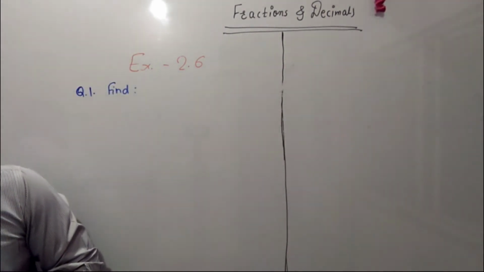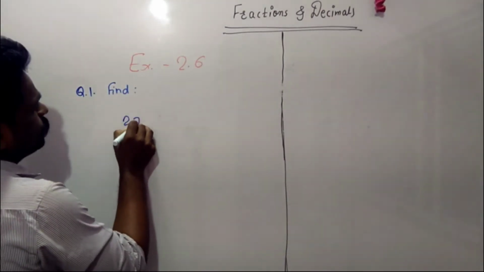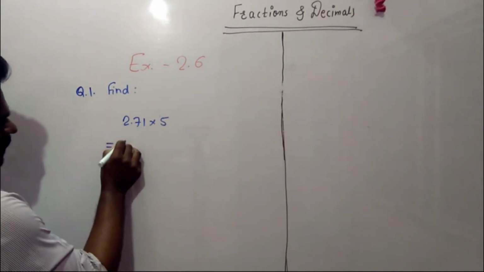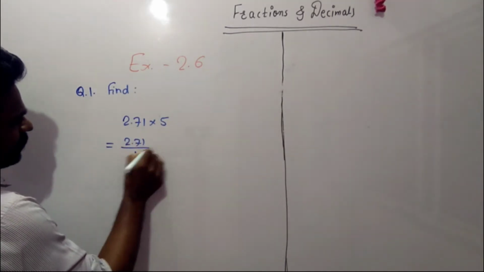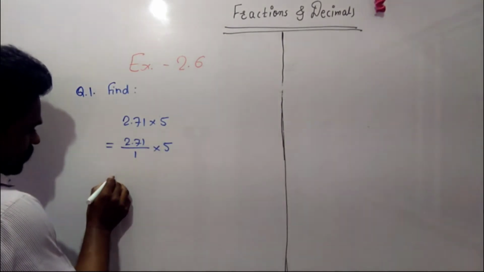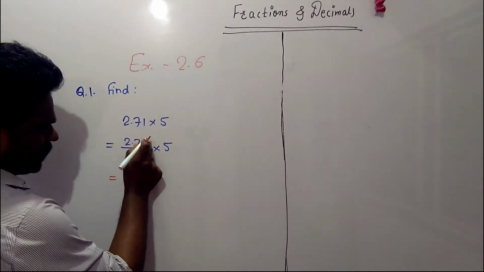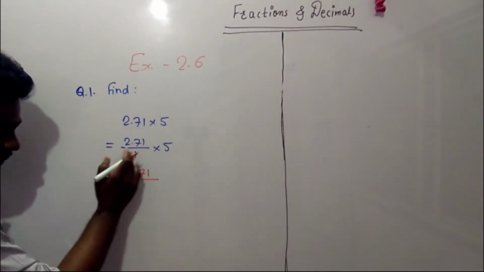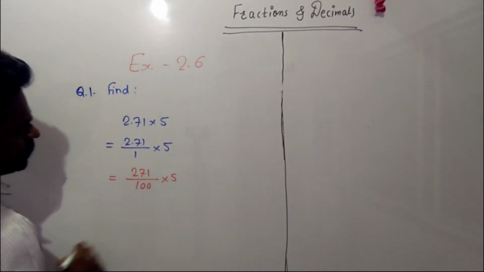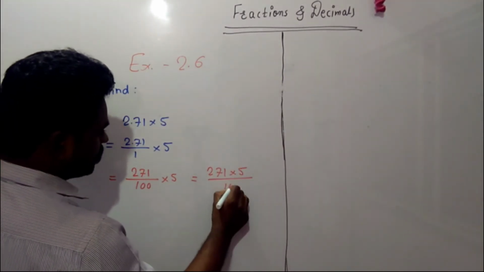Suppose I have taken, the next example is like this, 2.71 into 5. Okay, can I write in this way? 2.71 divided by 1 into 5. Yes, I can. The same thing we can write in this way. 271. I have shifted this decimal point by two digits to the right. So add two zeros in the denominator into 5. So it is equal to 271 into 5 divided by 100.